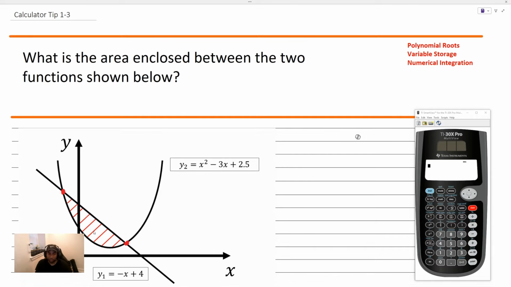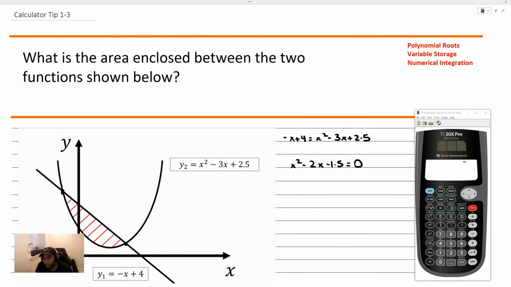In order to find these red intersection points, the ones that I marked off with these dots here, we're going to go ahead and set these two functions equal to each other. So I'm going to set negative x plus 4, that's the line, equal to x squared minus 3x plus 2.5. If I move that x over, I get x squared minus 2x, and moving the 4 over, I get a negative 1.5. That value is equal to 0.